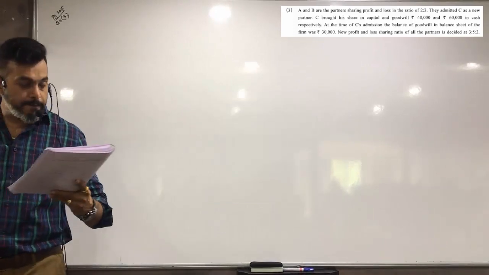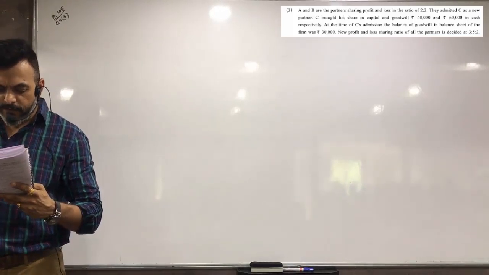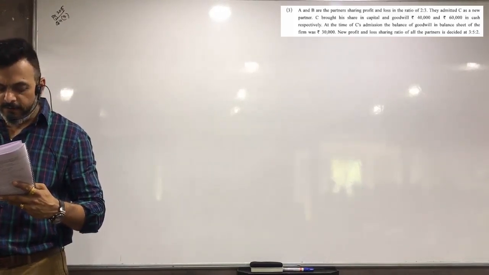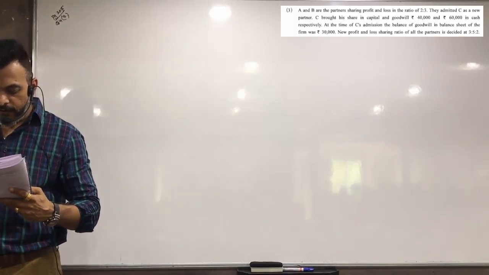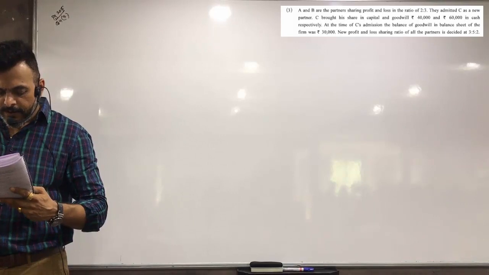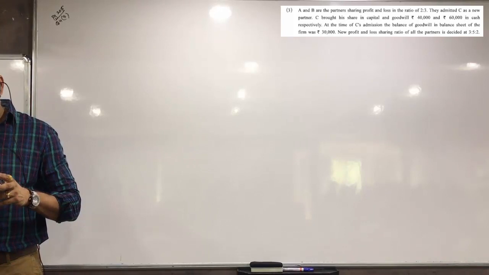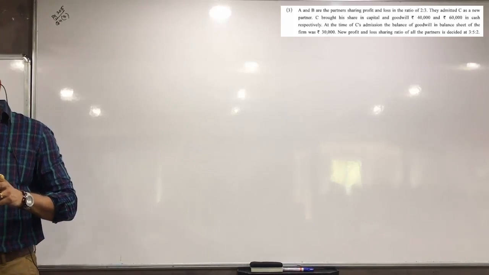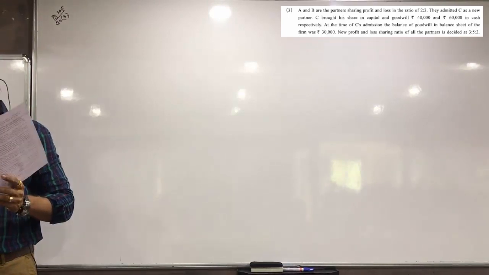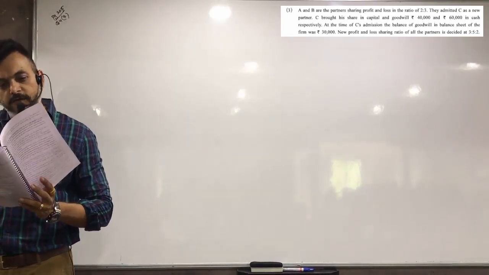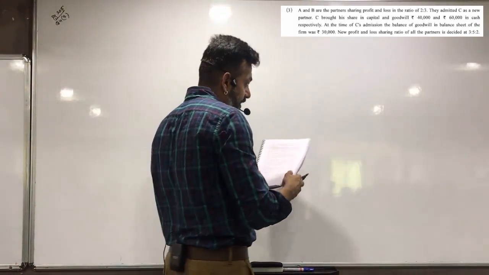A and B are partners sharing profit and loss in the ratio of 2:3. They admitted C as a new partner. C bought his share in capital and goodwill, 40,000 and 60,000 in cash respectively. At the time of C's admission, the balance of goodwill in the balance sheet of the firm was 30,000. The new profit and loss sharing ratio of all partners is decided at 3:5:2. Okay, now first let's do the working to find out the sacrifice ratio.